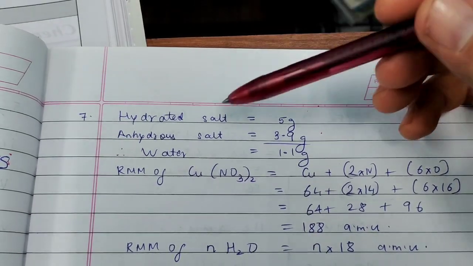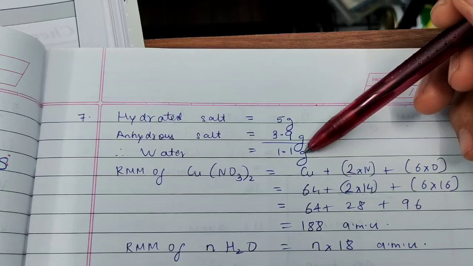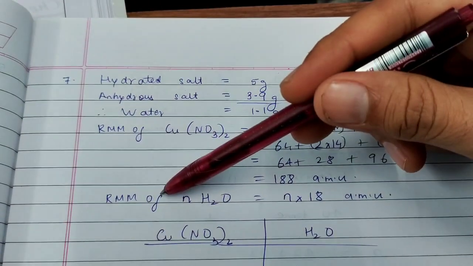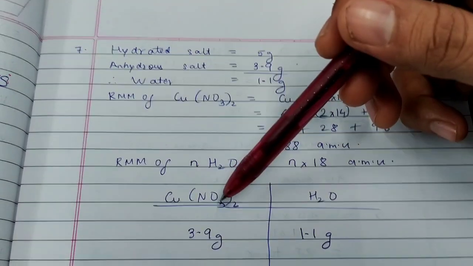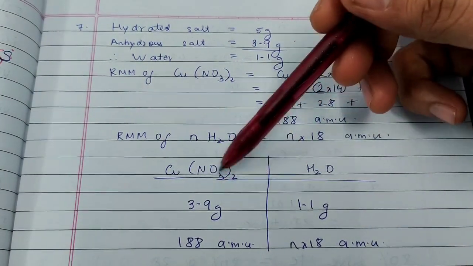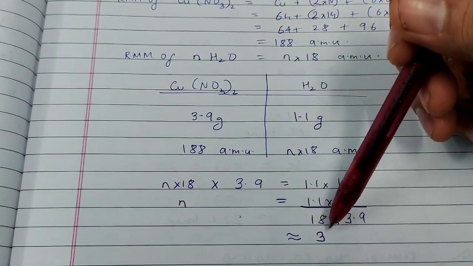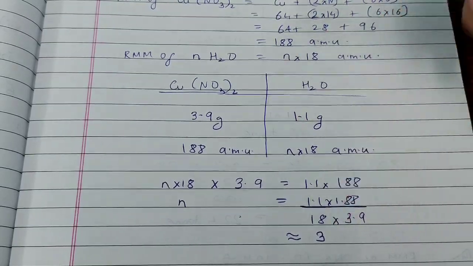Well, if the hydrated salt was of 5 gram and out of that anhydrous salt without water was 3.9 gram, then definitely the water part of it was 1.1 gram. Now find the RMM of copper nitrate without the water, and the RMM of N number of molecules is N into 18. So for every 188 AMU, we have N into 18 AMU of water. And for every 3.9 gram of copper nitrate, we have 1.1 gram of water. So you cross multiply and get the value of N, approximately 3. It should not be a decimal number. We can't have like 3.01 molecules of water. So that's the answer.